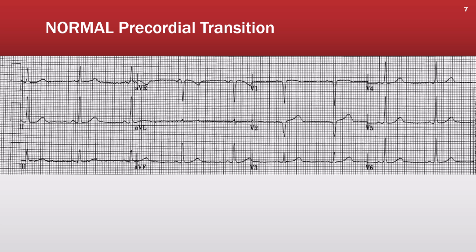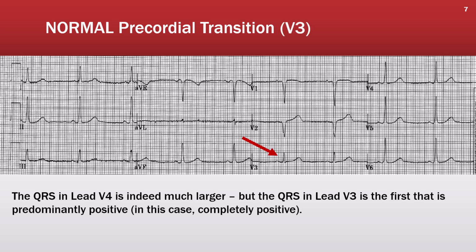Now, here is a normal precordial transition, and the transition occurs right here in lead V3. Now, the reason I'm showing this ECG is because sometimes people will look at V4, which has a much larger QRS complex, and say, oh, the transition occurs here. Well, that's not true. The transition occurs in V3 because that's the lead with the first predominantly positive QRS complex. It doesn't make any difference what the amplitude of the R wave is.